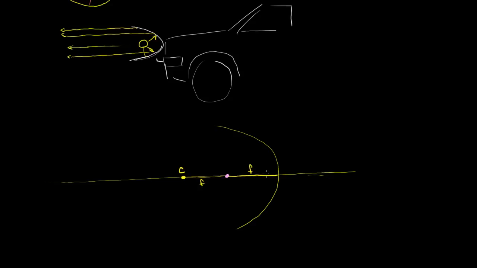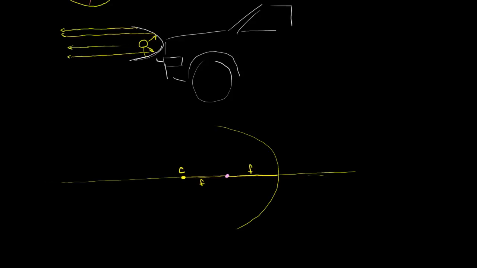Or it's going to be 2F from, you could imagine, that vertex, or that minimum point of the parabola, depending on how you want to view it. Now what I want to do is put a couple of objects in front of this parabolic mirror and just think about what happens to the light rays of that object.